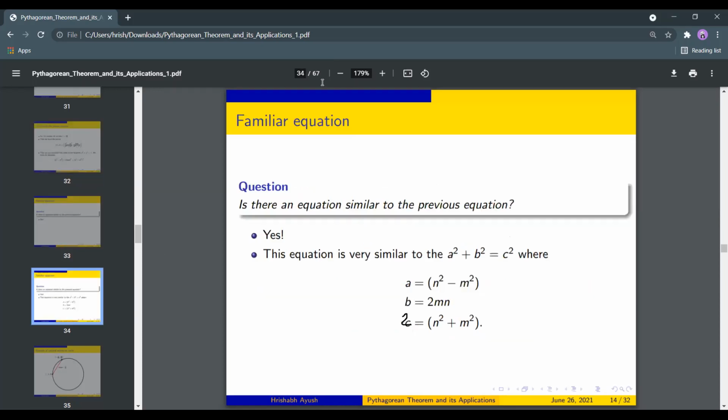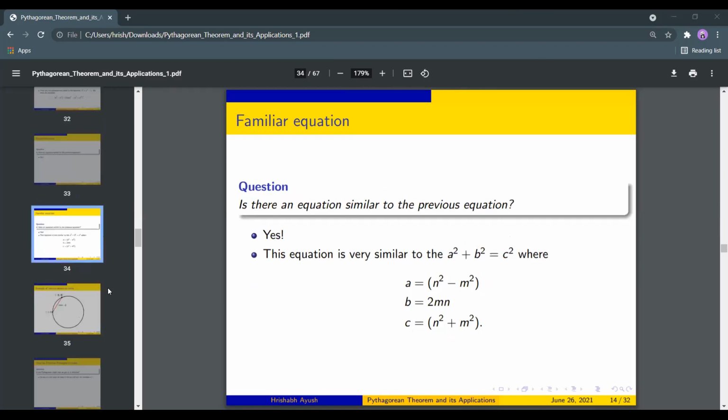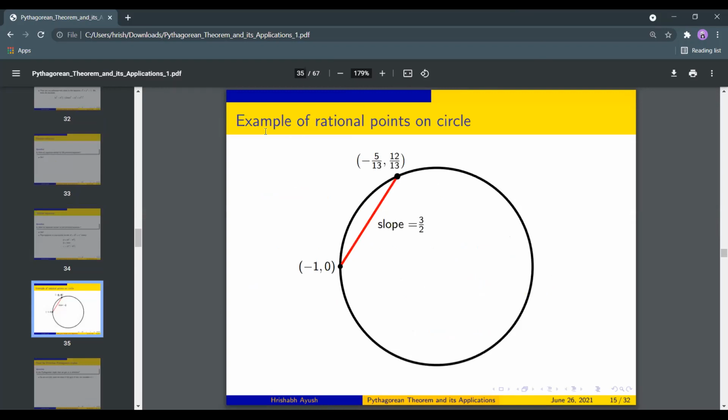Let me clear those. Okay, so this equation is very similar to this equation, that is a square plus b square equals c square. So you can substitute the value of a as n square minus m square, b as 2mn, c as n square plus m square. Let's see one example to make things more clear. This is an example of rational points on a circle: minus 5 by 13, comma 12 by 13, and minus 1, comma 0.